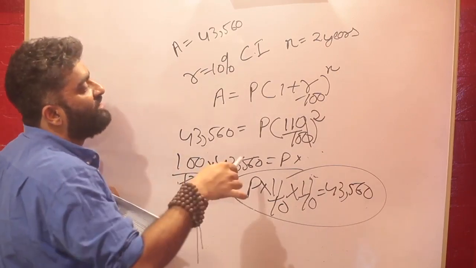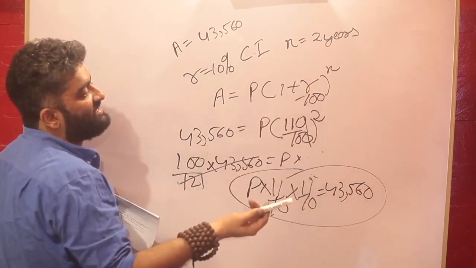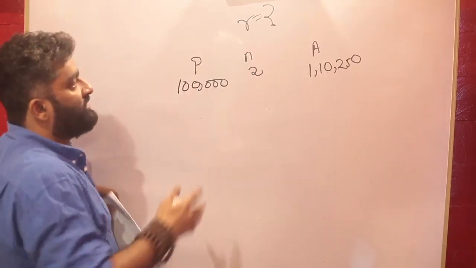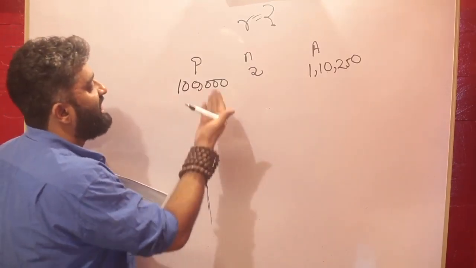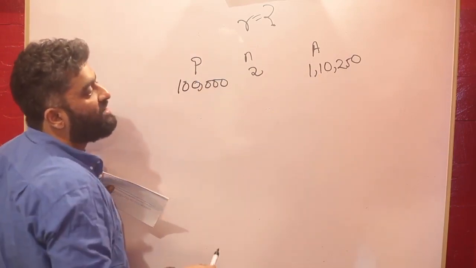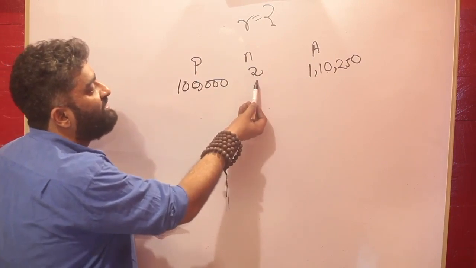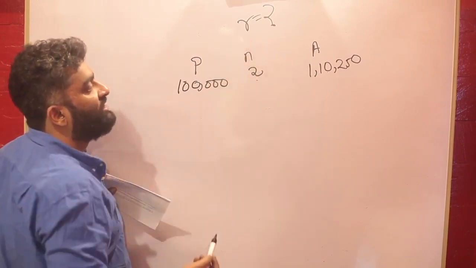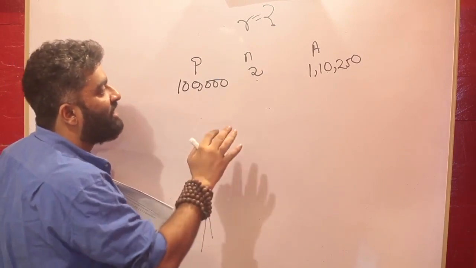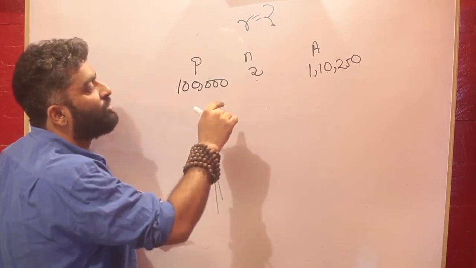Obviously, the next question is going to be, the rate is going to be missing, right? So let's try that example. Okay, so as expected in this example, we have the principal as 1 lakh, we have the final amount as 1,10,250, and we have the time period as 2 years, and the question is about the rate of interest, right? So this is one trouble area that we encounter in compound interest, that is finding the square root.